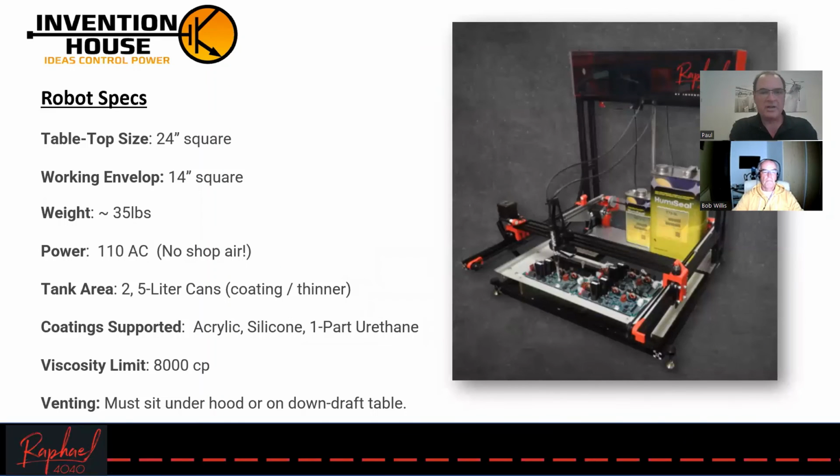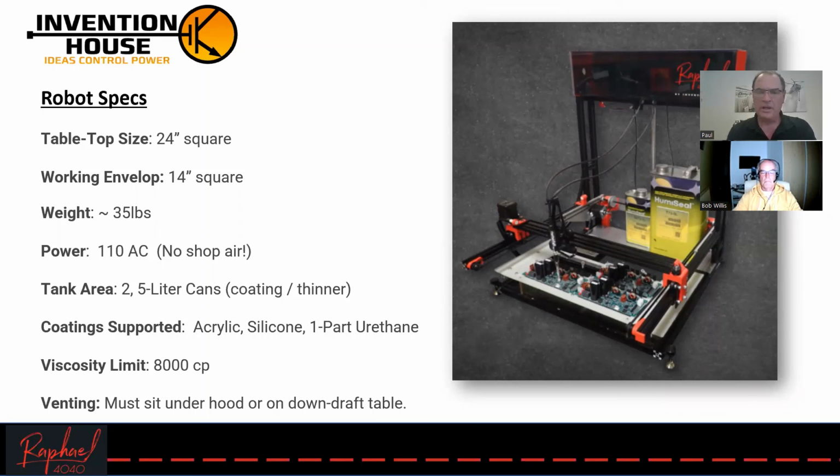And just to give you some specs, the unit is about 24 inches square. The working envelope where the boards are made is about 14 inches square, and you can typically get several boards within that space. It weighs about 35 pounds, so it can sit on any type of table. It's fed by 110 AC. You do not need shop air, which a lot of coating machines do, so it's very easy to install and set up. You can hold two 5-liter cans of coating or thinner in there. We support acrylic, silicone, and one-part urethanes.